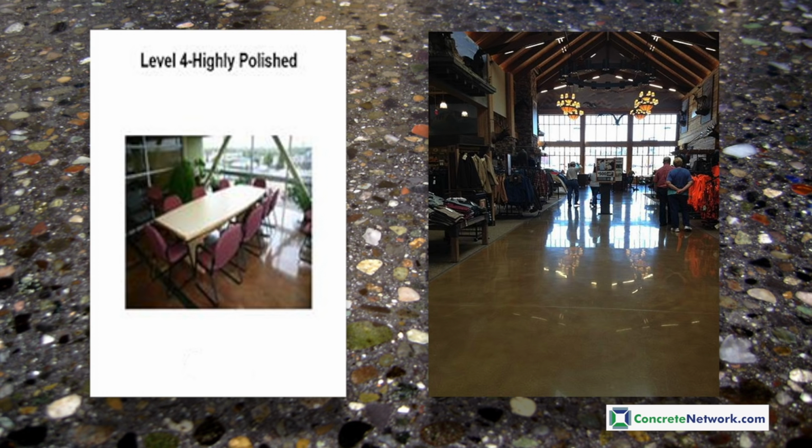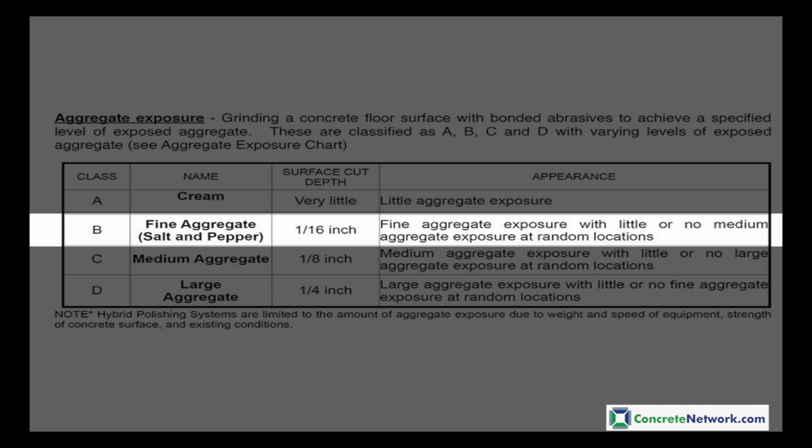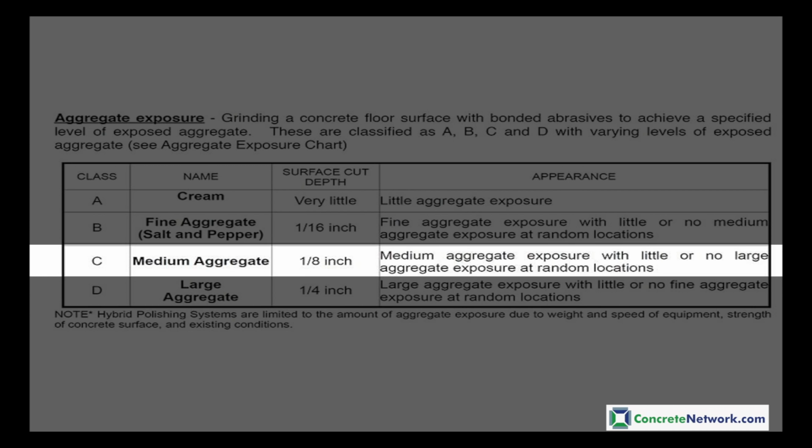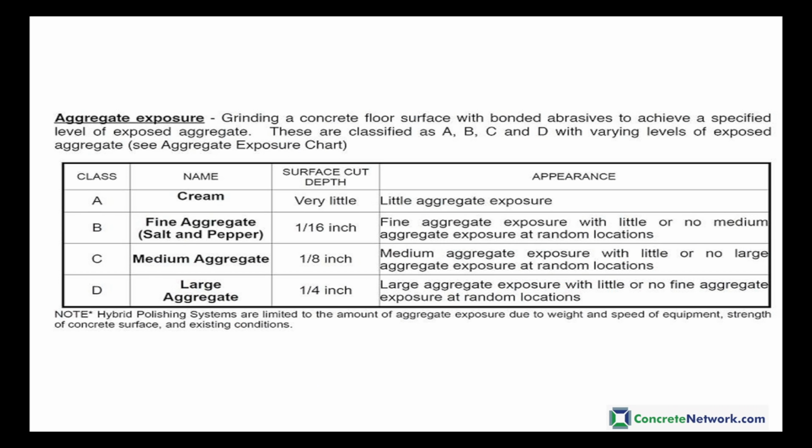Class A is what is referred to as a cream finish, where you are topically polishing the surface without exposing any aggregate. A Class B is what is referred to as a salt and pepper finish, only exposing the fine sands with no intermediate or coarse aggregate exposure. A Class C is where medium aggregate is exposed up to roughly 1/8 of an inch in diameter, and a Class D is where there is large aggregate exposed, typically up to 1/4 inch or larger.